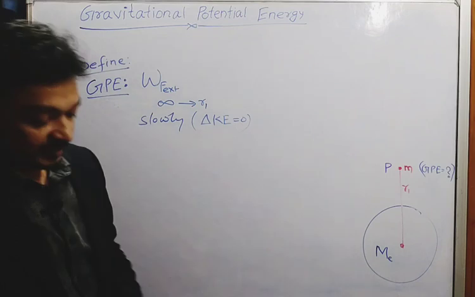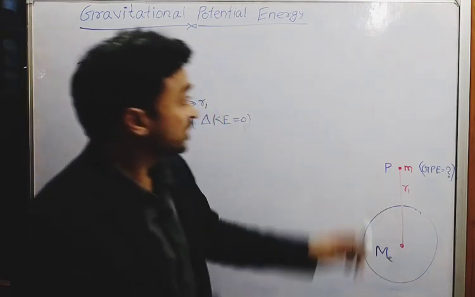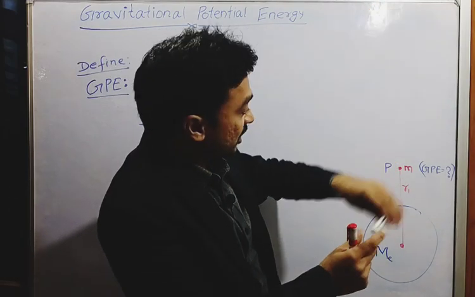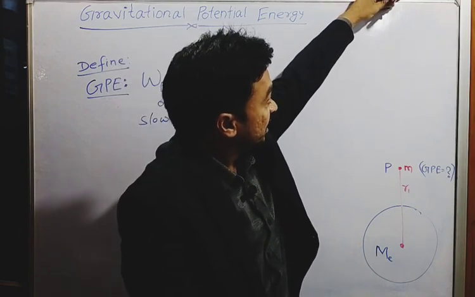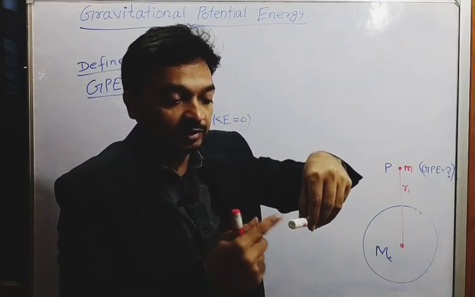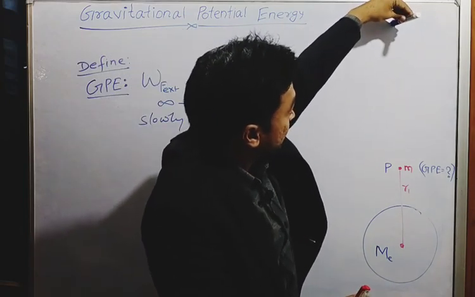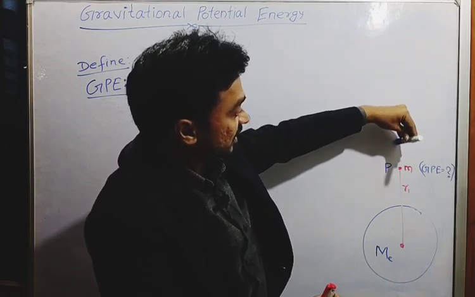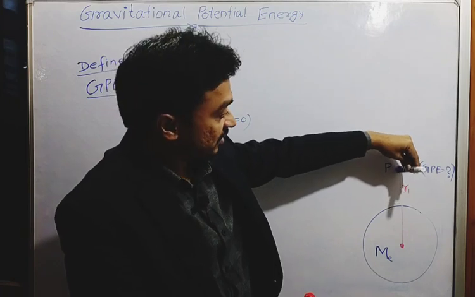Now let's have a clear picture of this. Suppose I have to calculate the gravitational potential energy of this object. According to the definition, an external force is applied. Who is applying the external force? Me. I am applying an external force on this object to bring it from infinity to this position, moving it slowly without changing its kinetic energy.